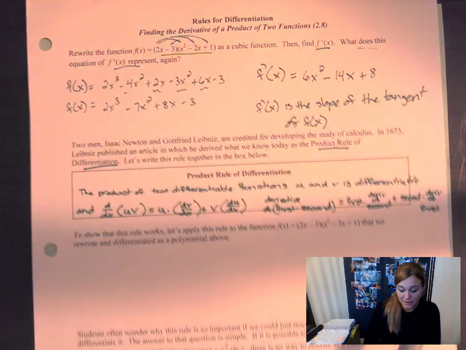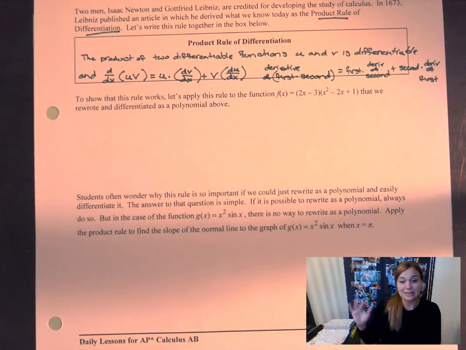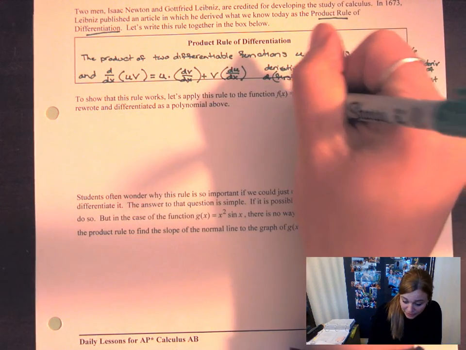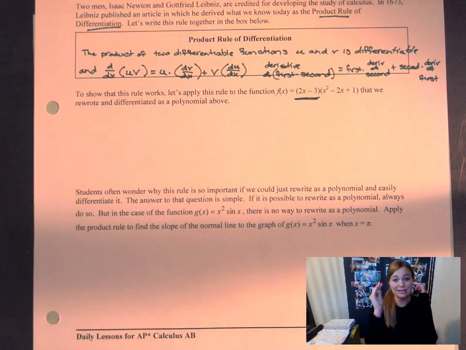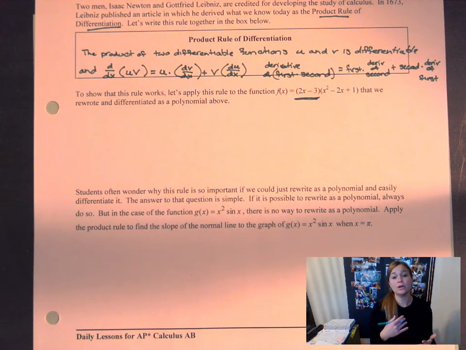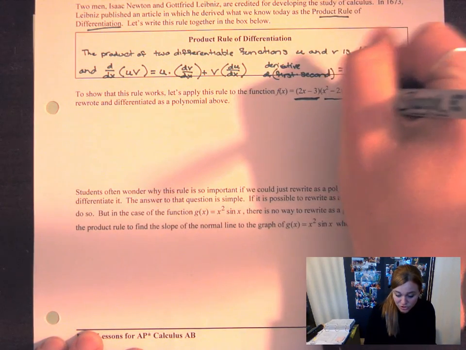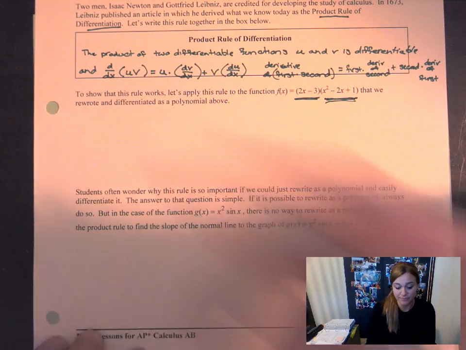Isn't that nice? Except this time, I'm not going to multiply this out first. I'm just going to take the derivative. And I'm going to say this is the first part of my function. The 2x minus 3 is a function in itself. So 2x minus 3 is my u, or in this one, I'm going to say my first function, times a second function. This is my v, or I can just say this is my second function.